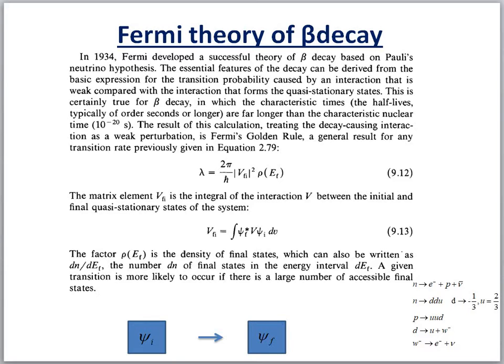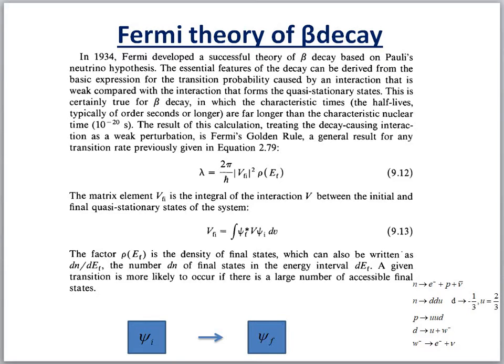So rho(Ef) can otherwise be written as dN by dEf, where dN is the density of final states in the energy interval dEf, or the number of particles having energy between E and E plus dE. So this transition can be written as going from the initial state psi i to the final state, whose wave function is given by this, and the transition probability follows.